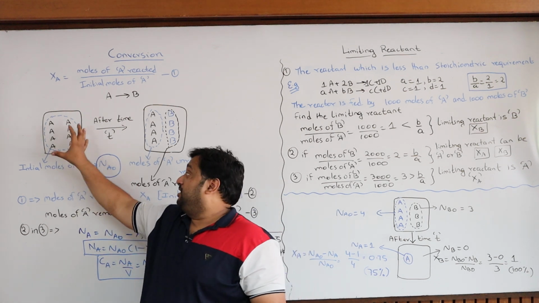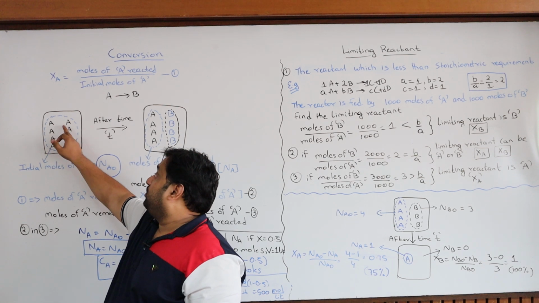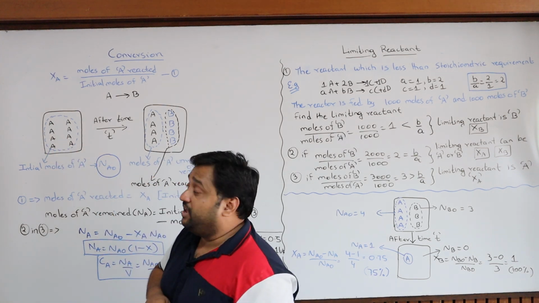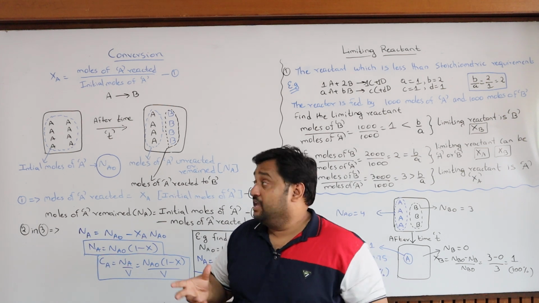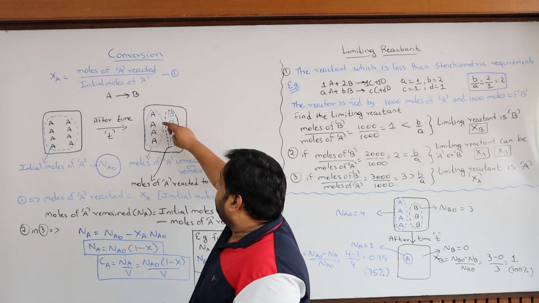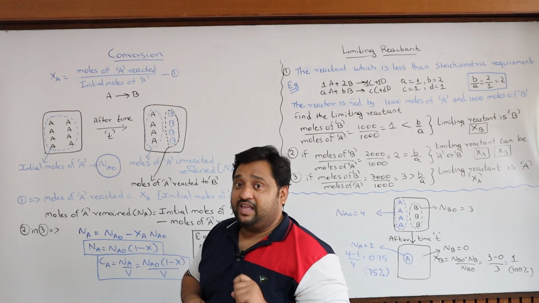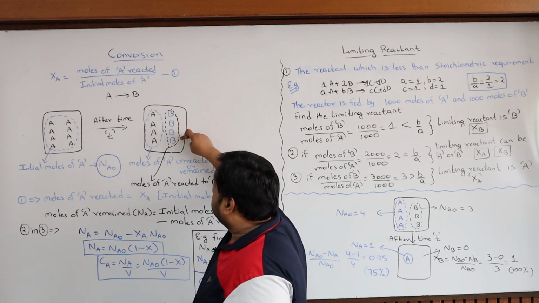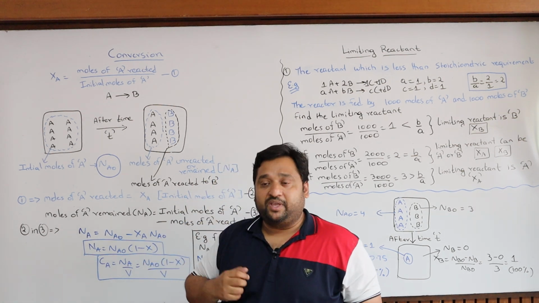Let us take an example, a batch reactor. Initially I have 1, 2, 3, 4, 5, 6, 7, 8 molecules of A, and I conduct the reaction for a certain time period T. After T, 4 molecules of A have not reacted and still remain in the reactor, and 4 molecules of B are formed, meaning 4 molecules of A reacted to form B.